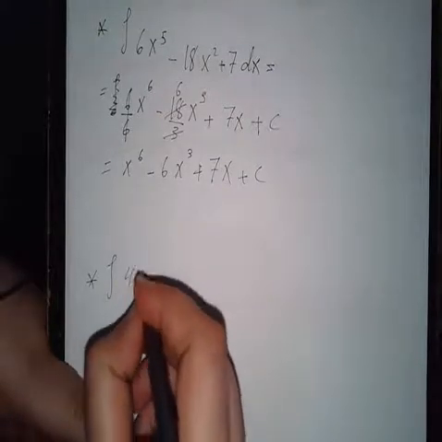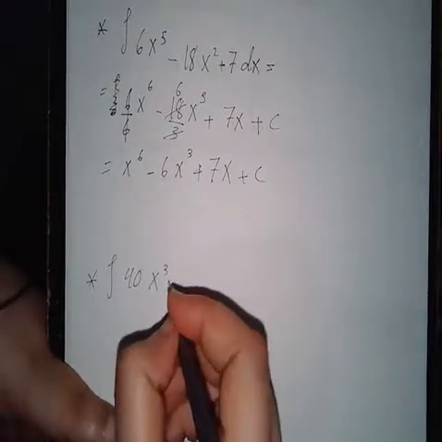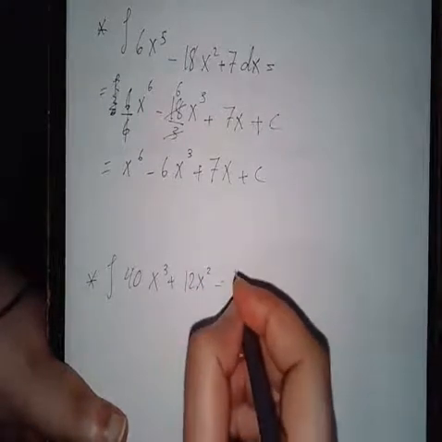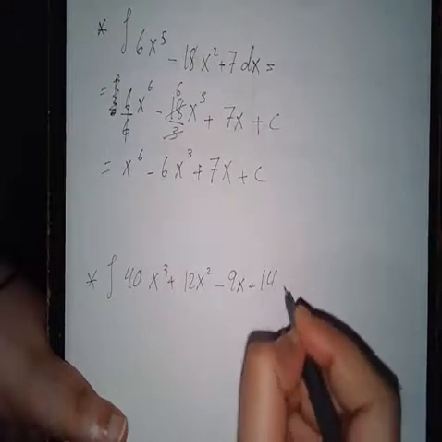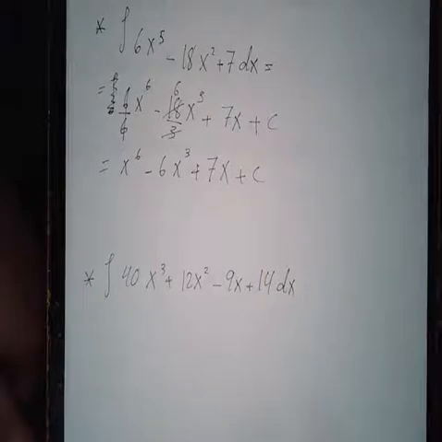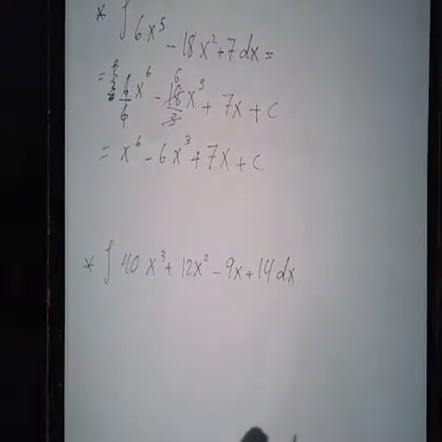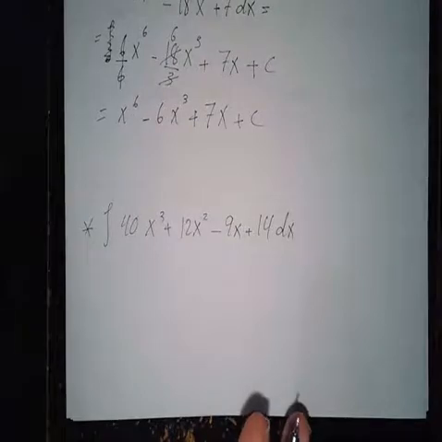So, here we go. 40 x cubed plus 12 x to the second minus 9 times x to the first plus 14 dx. Right? So this is your function. If you want to try and do it on your own, pause the video now, attempt it, and then play it and see if my answer matches yours. Alright? Ready? One last chance to pause if you want.